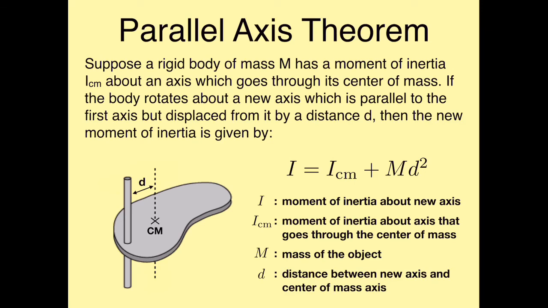Okay, if that's the situation we're dealing with, then the new moment of inertia is going to be given by I. The new moment of inertia is equal to I_CM, the moment of inertia about the axis that goes through the center of mass, plus m times d squared, where again, m is the total mass of the object, and d is how much we've offset the new axis from the old one.